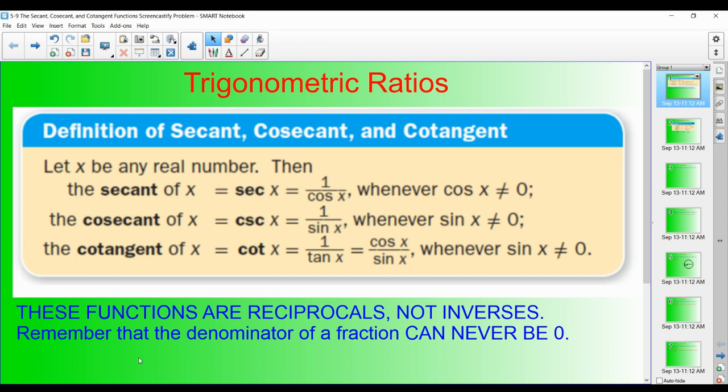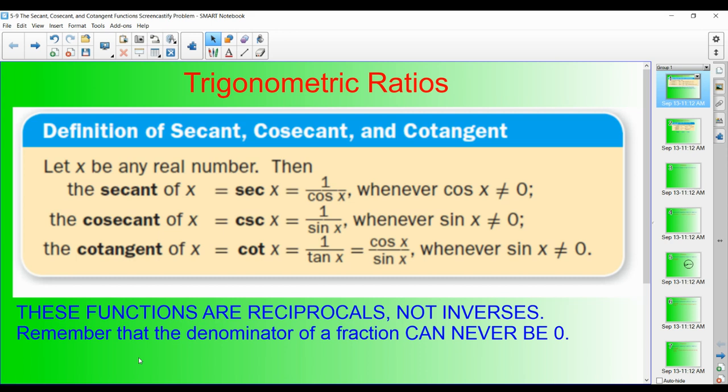Hi, everyone. Today we're going to talk about three more trigonometric functions, the secant, the cosecant, and the cotangent. Now, these functions are reciprocals of other functions we already know, which means if we know the cosine of a value, we now can find the secant of a value by taking the reciprocal of the cosine function.